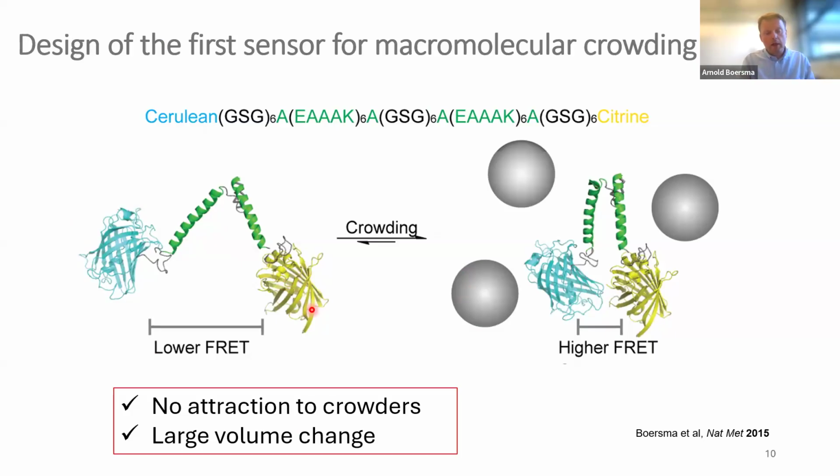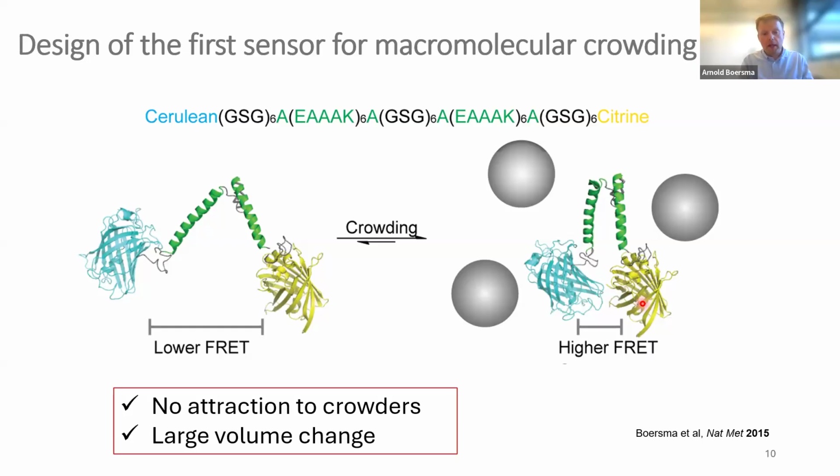So without crowding, the sensor takes up a loose conformation, and the distance between the donor and acceptor is very large, and you have a very low FRET efficiency. However, in the presence of macromolecular crowding, crowders are excluded from this region in the middle, and you get the depletion force, and the whole sensor gets compressed together. So the distance between the donor and acceptor is small, and you get a high FRET efficiency.